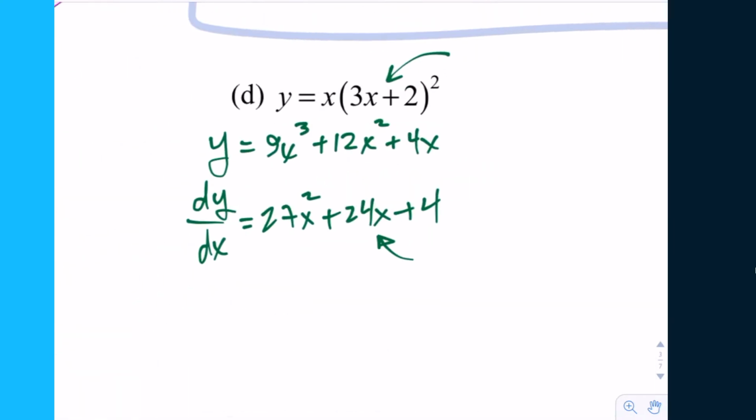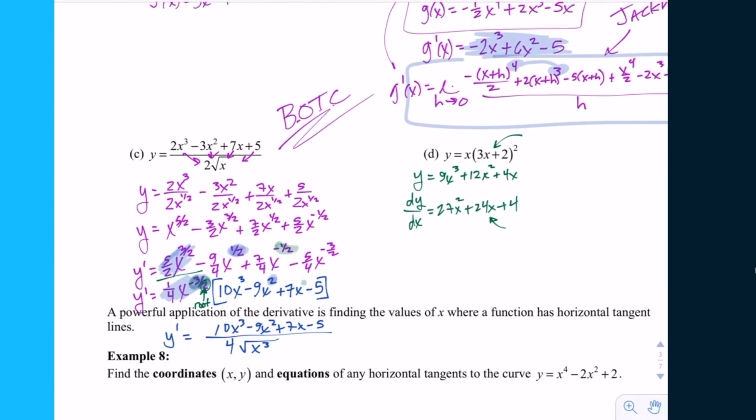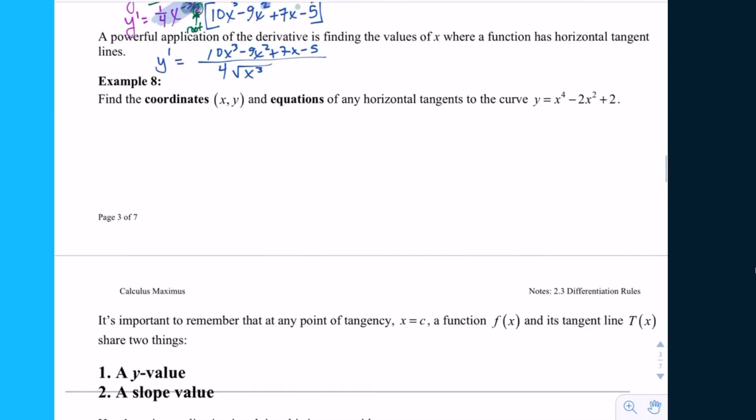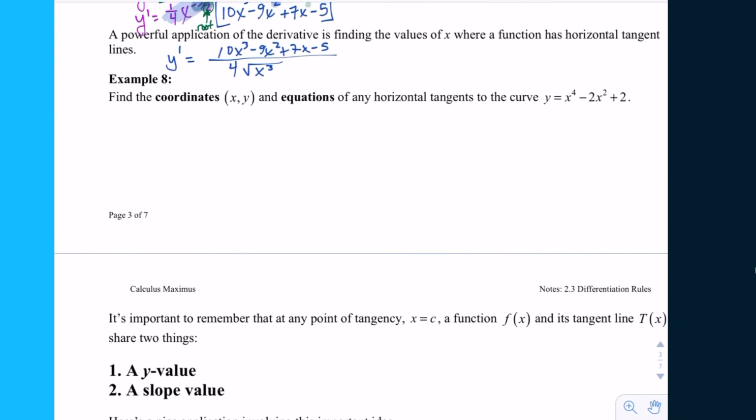That's it. That's all we have to do on that one. So simplify early and often. All right, the next one.